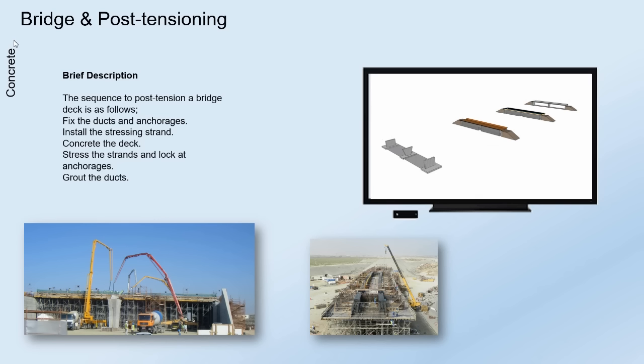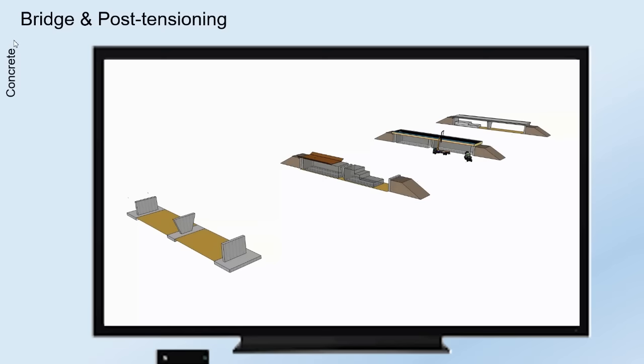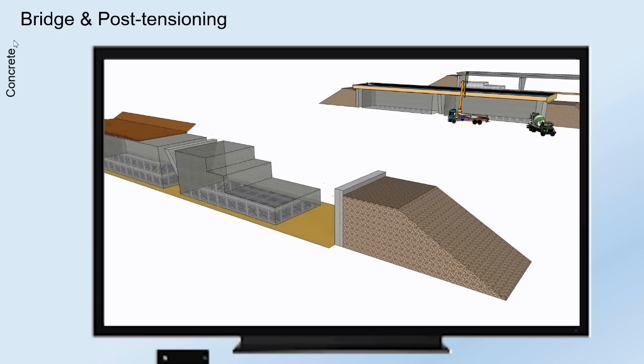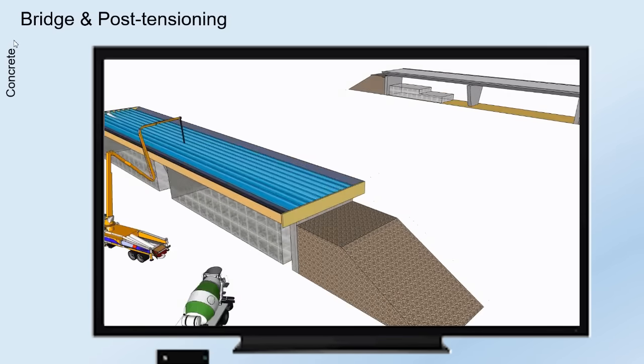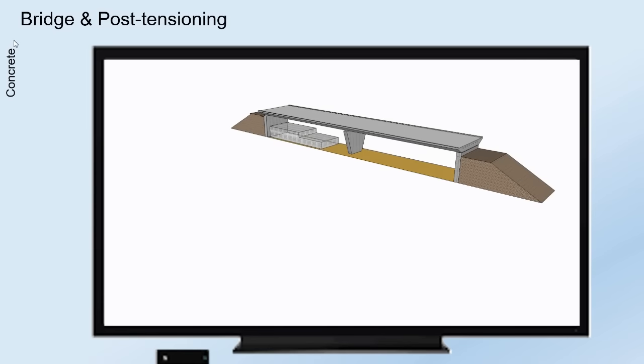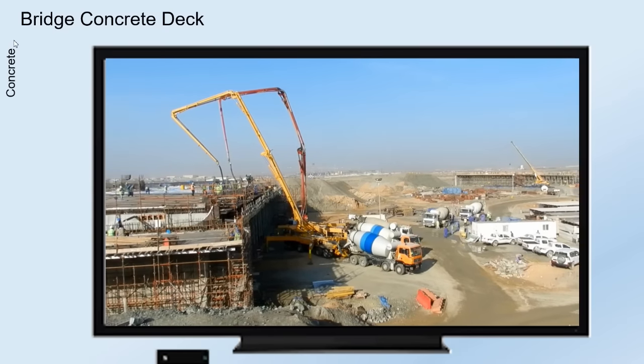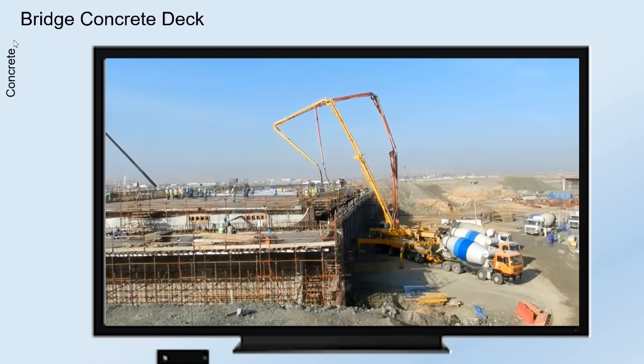The sequence to post-tension a bridge deck is as follows. Fix the ducts and anchorages. Install the stressing strand. Concrete the deck. Stress the strands and lock at anchorages. Grout the ducts.